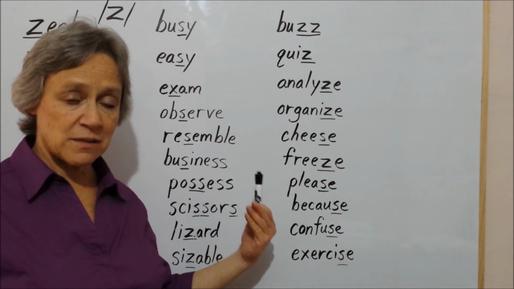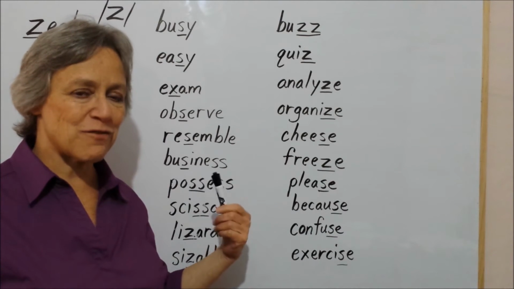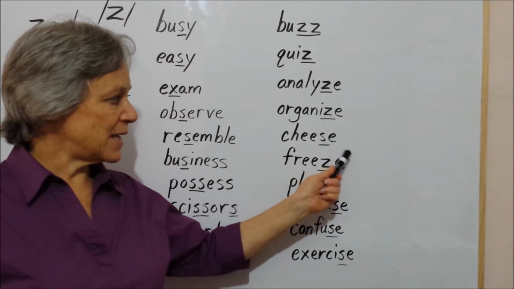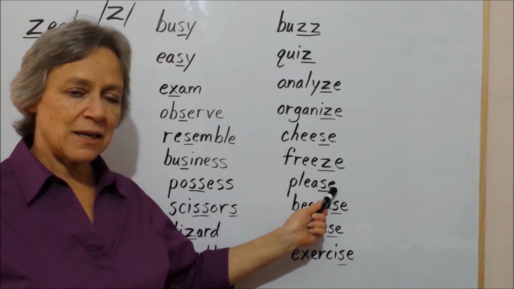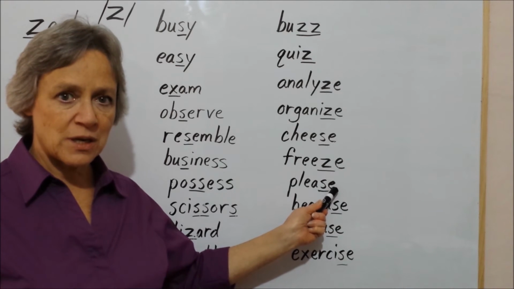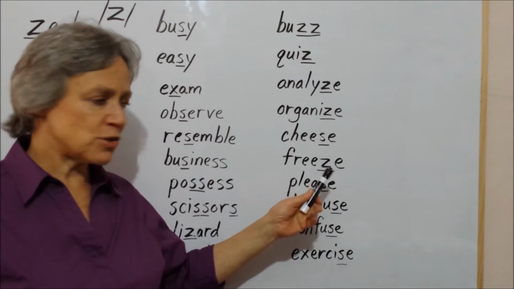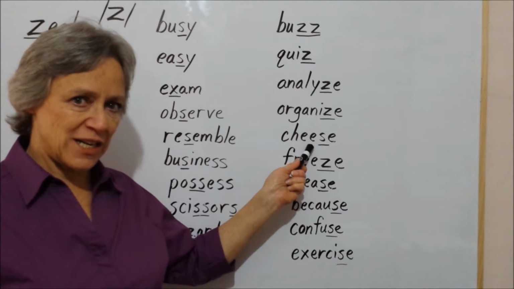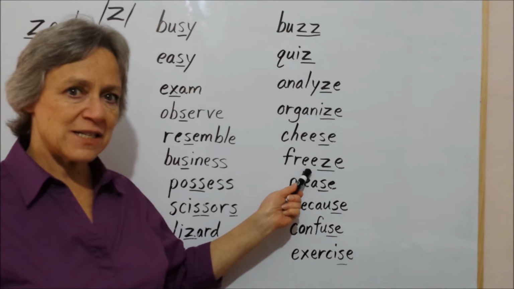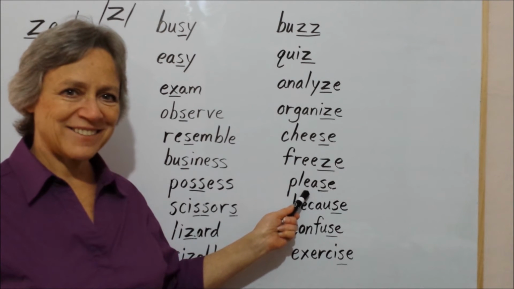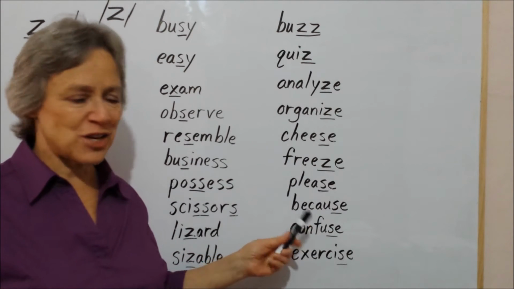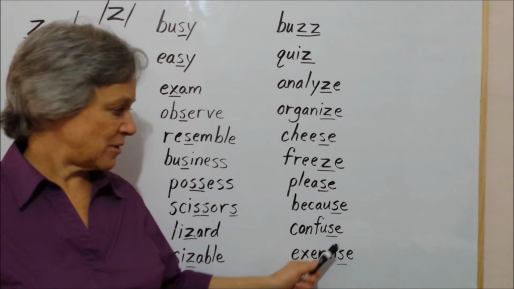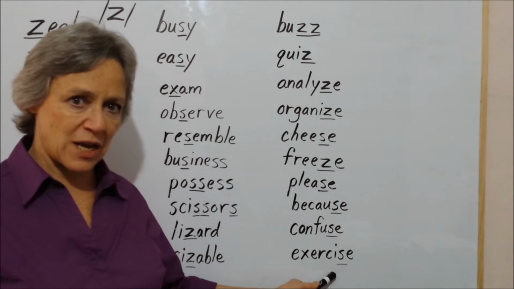Also, as with the last set of words, with the voiceless sound, in these words, when the ending is E, that E is usually not pronounced. So the last sound in these words is Z. Okay? Cheese, freeze, please. Okay? Now the vowel sound changes in because, that's a Z sound, confuse and exercise.